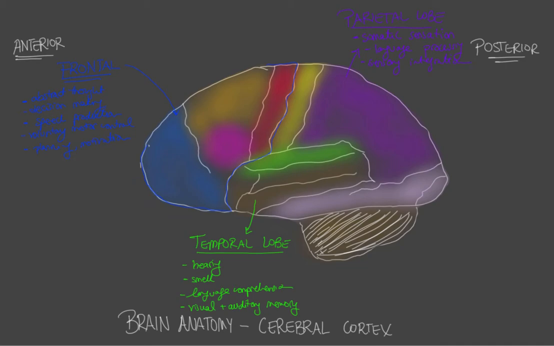The fourth lobe that we're going to be looking at is the occipital lobe. And this occipital lobe is important for visual awareness, as well as visual processing.